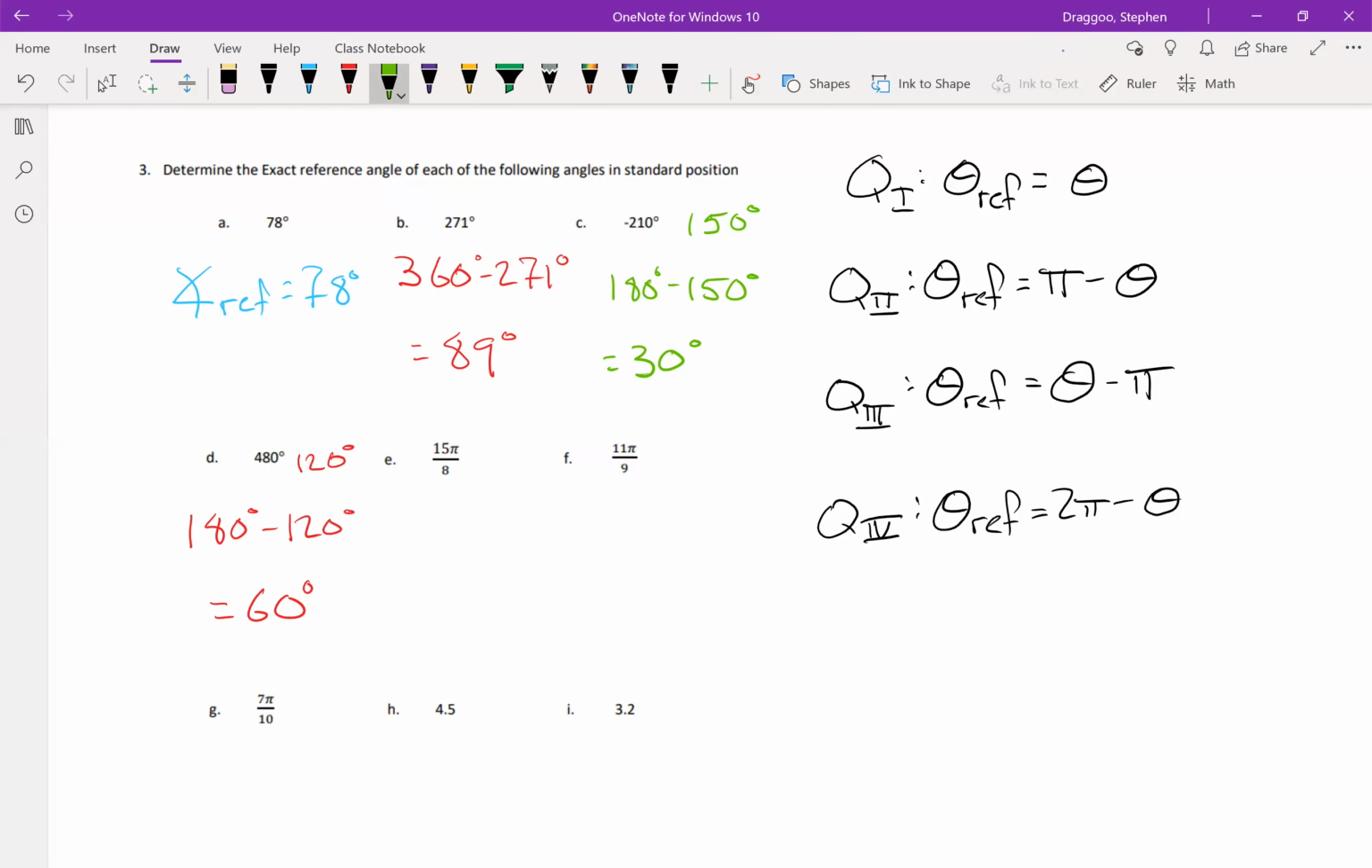Switching to radians, 15 pi over 8 is in the fourth quadrant, so I'll want 2 pi in the form of 16 pi over 8 minus 15 pi over 8, which works out to a reference angle of just pi over 8. 11 pi over 9 is in the third quadrant, so I'll want 11 pi over 9 minus pi, in this case in the form of 9 pi over 9, to give a reference angle of 2 pi over 9.